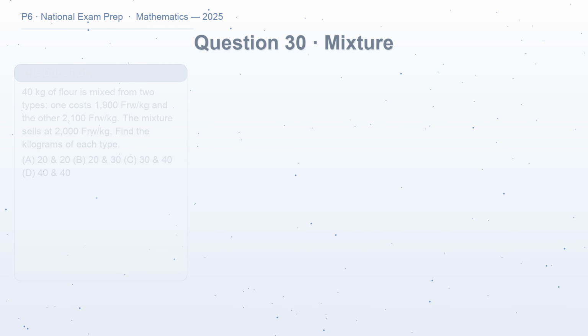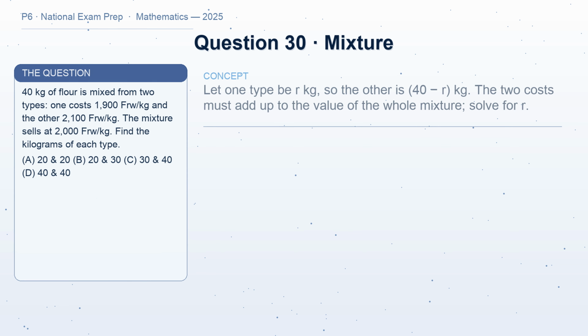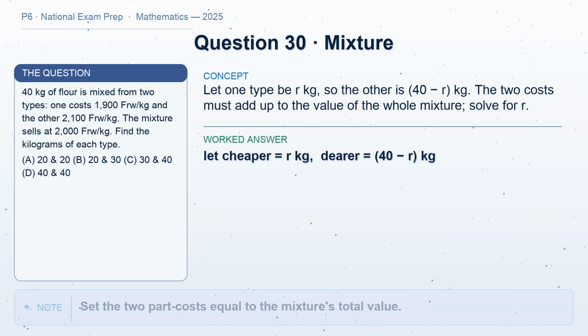Question 30. 40 kilograms of flour is mixed from 2 types. One costs 1,900 francs a kilogram, the other 2,100, and the mixture sells at 2,000 francs a kilogram. Find how many kilograms of each type. Let the cheaper flour be R kilograms. Then the dearer flour is 40 minus R kilograms, because the two together make 40.